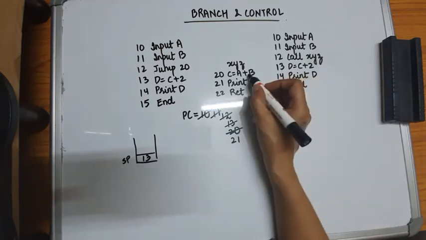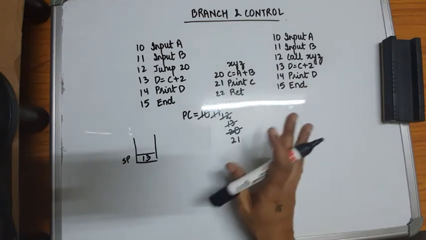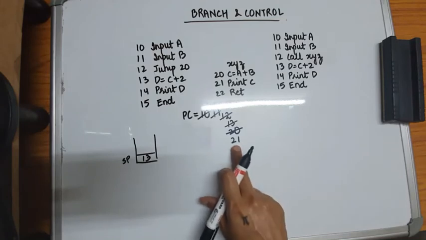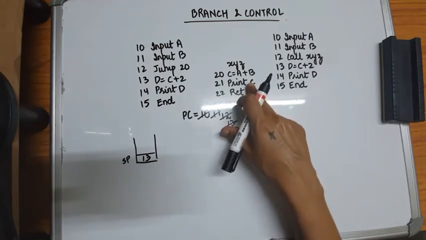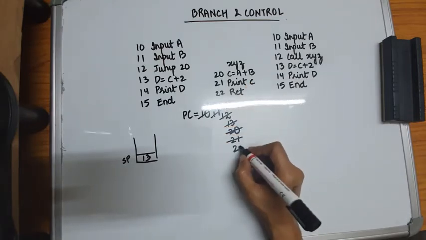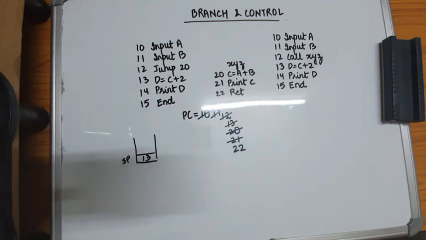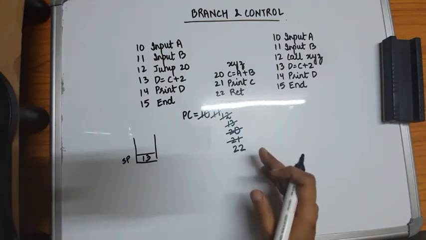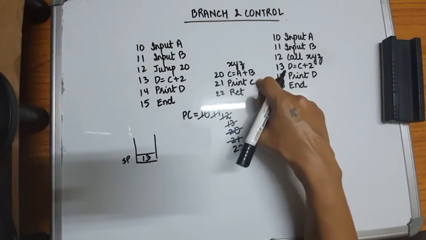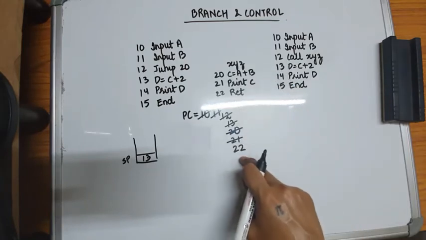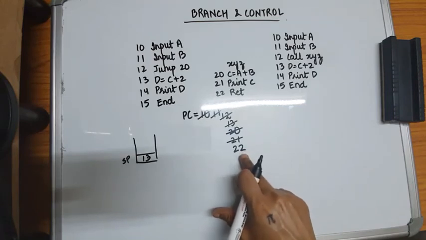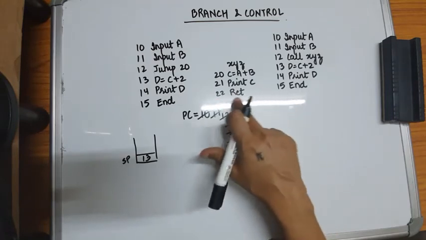Now this is executed. When the execution of C equals to A plus B finishes, the microprocessor comes back to PC and it gets 21 here. Now it will fetch the instruction written on line number 21. The content of the program counter will be auto incremented to 22. Okay, when the instruction on line number 21 has been executed, the microprocessor comes again back to PC, checking the value in PC. So it gets 22 here. When it gets 22, it goes and fetches the instruction written on line number 22.